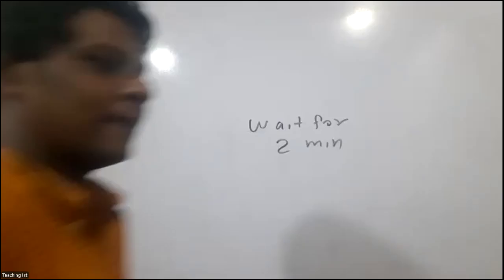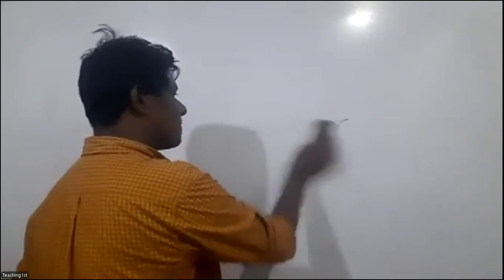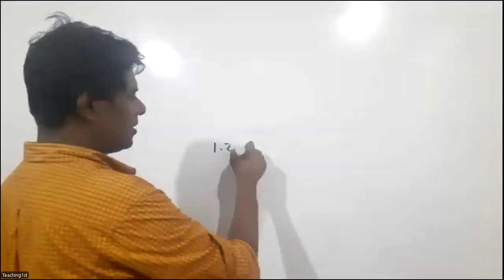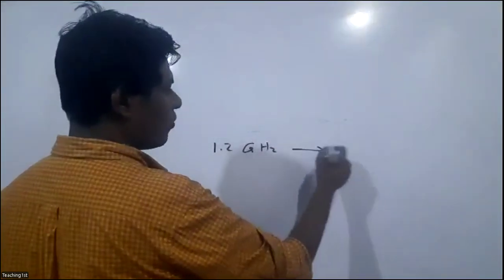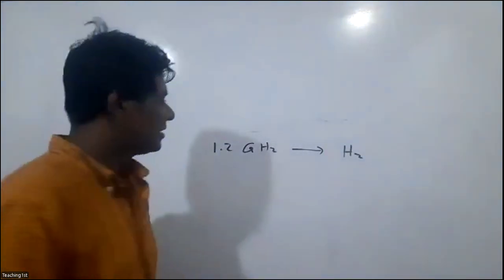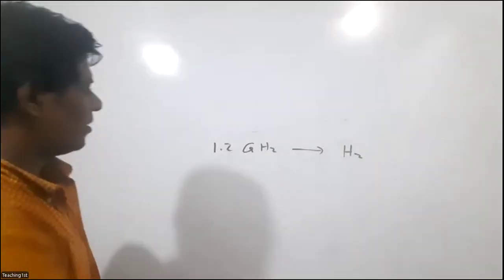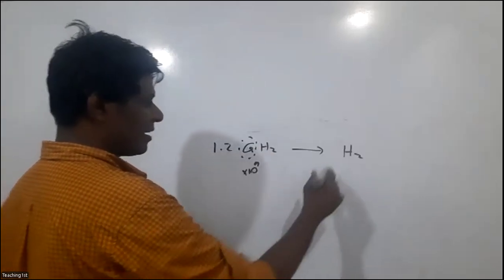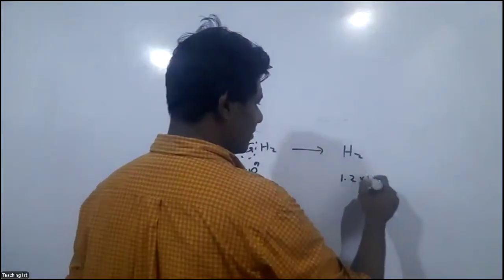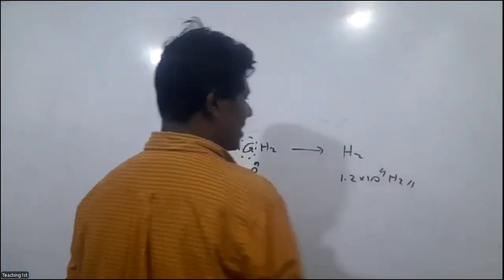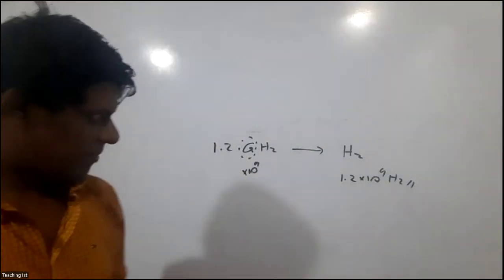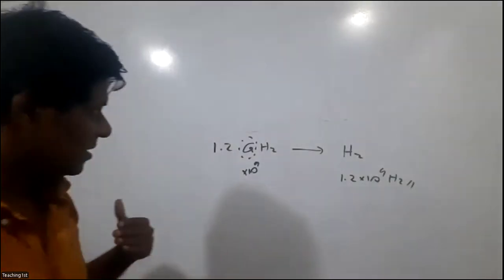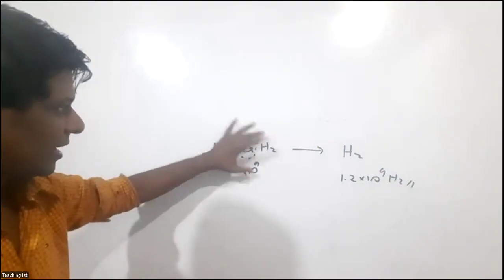It was mainly like, when you are given 1.2 gigahertz, how are you going to convert that to hertz? These type of things we did. So you just simply replace this giga with 10 to the power 9 and you write 1.2 into 10 to the power 9 hertz. This type of simple conversion we did. But today we are going to do something completely different, and I am about to explain everything in detail.